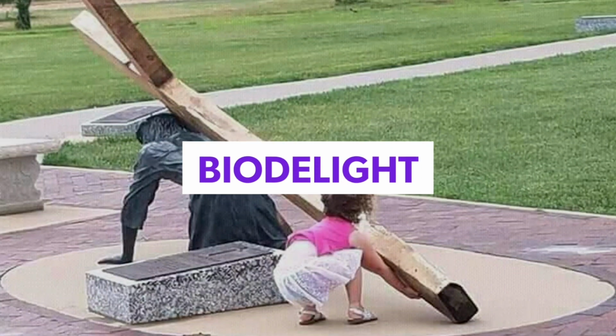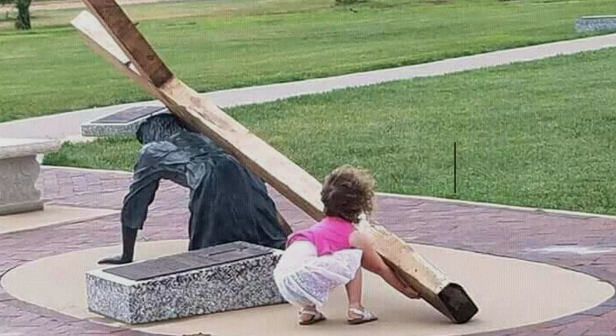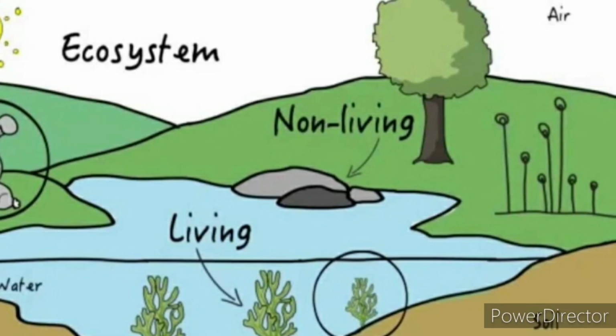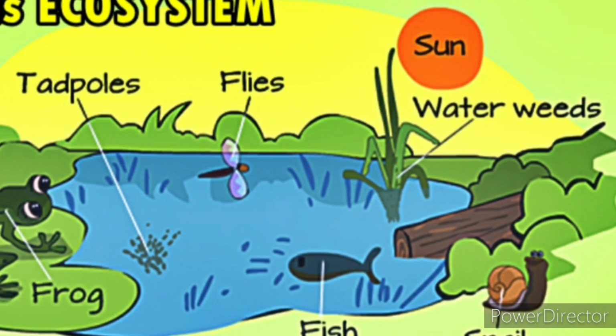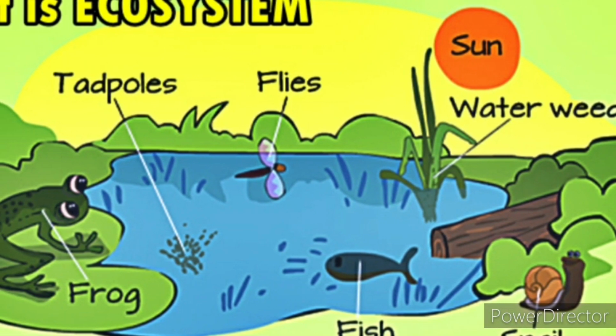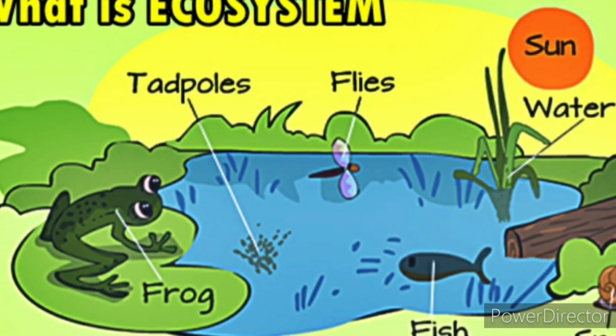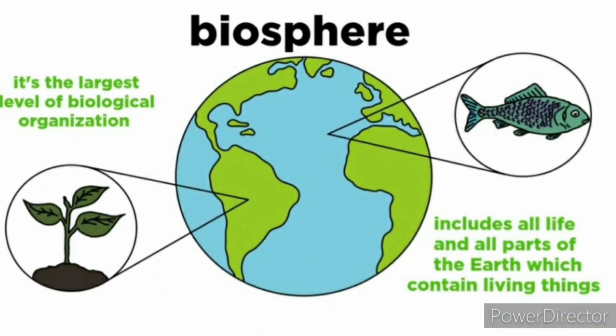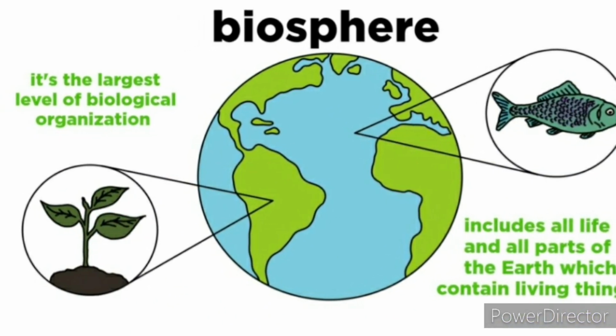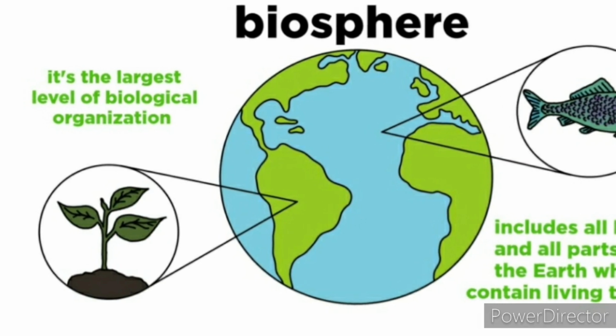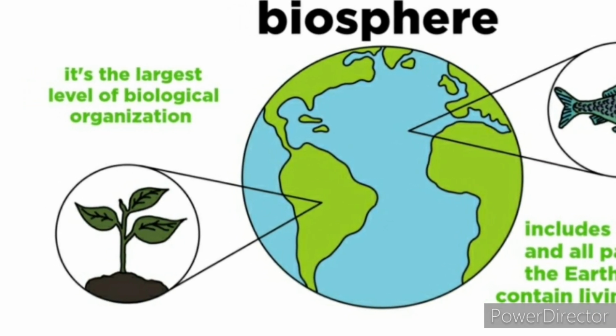This is Arun Raj. In today's class, we are going to learn about the topic ecosystem. Ecosystem is the functional unit of nature in which all living organisms interact with each other as well as with their surrounding physical environment. Our Earth is an example for biosphere. Biosphere is a global ecosystem consisting of all ecosystems on Earth.